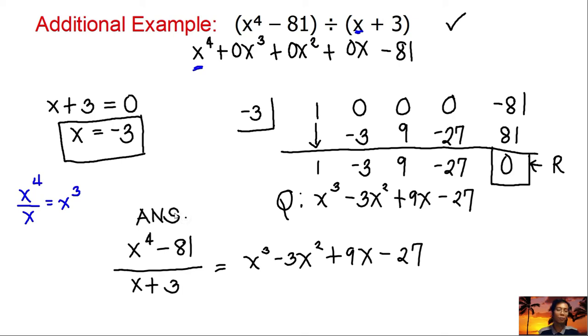So, ang tawag po natin ulit dito ay synthetic division, which is the shortcut of long division of polynomials.